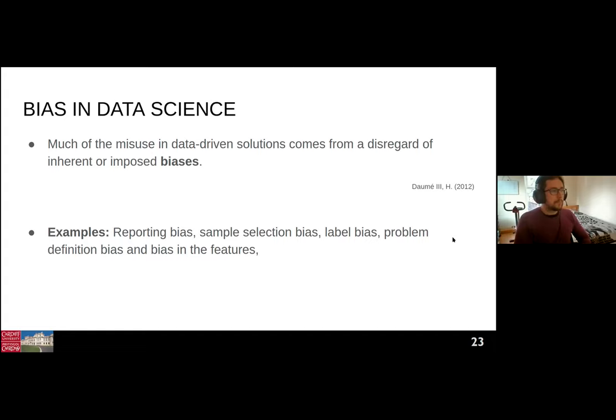I'm going to give a couple of examples of these types of biases. For example, we're going to look at reporting bias, sample selection bias, label bias, problem definition bias, and bias in the features. And I left a comma there because it doesn't end there. As research goes on, other types of problems inherent in data science and artificial intelligence will come up.